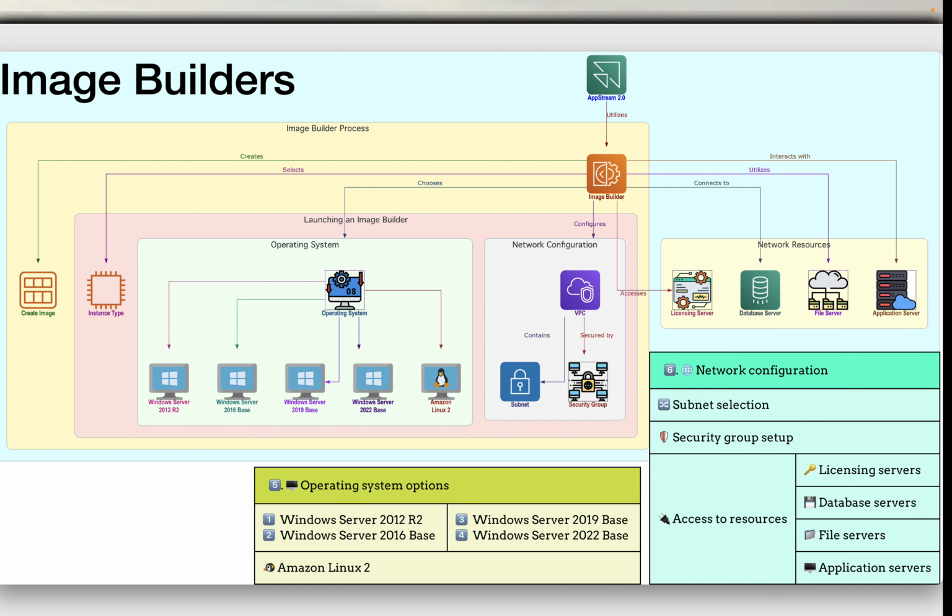Ensure the network configuration meets your application requirements by choosing the appropriate subnet, setting up security groups, and providing access to necessary network resources like licensing servers, database servers, file servers, and application servers. So basically, this particular application that you want to stream could be dependent on some kind of license, some kind of backend database, some kind of file shares, file servers, or some other application servers to interact with. So that's all part of a VPC. You have to configure and make sure all the network connectivity and communication happens correctly.